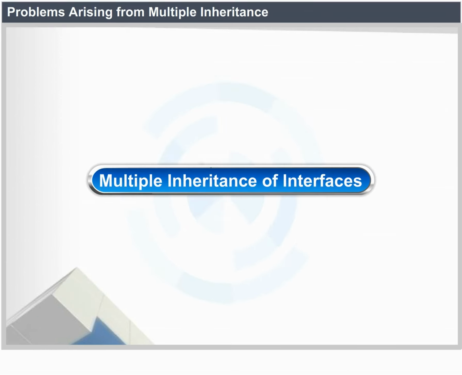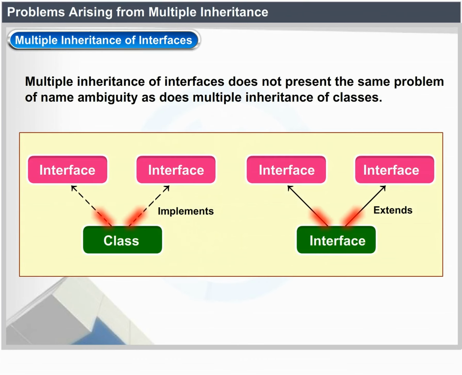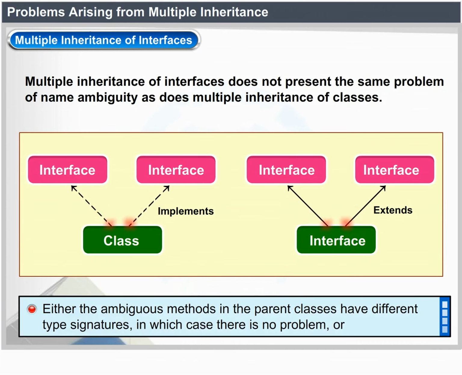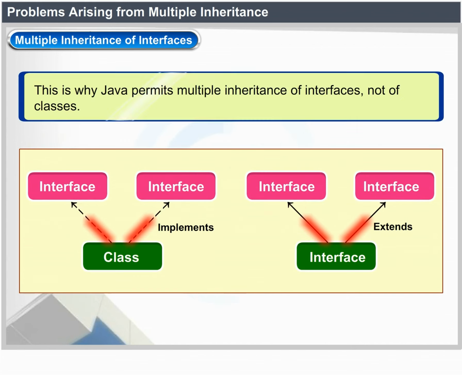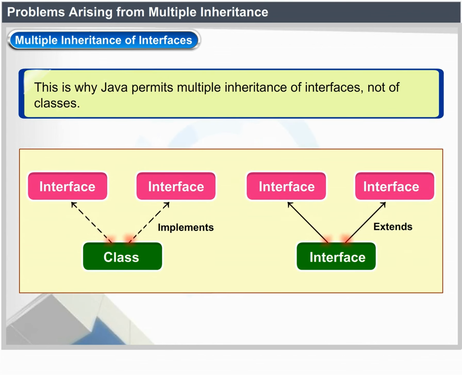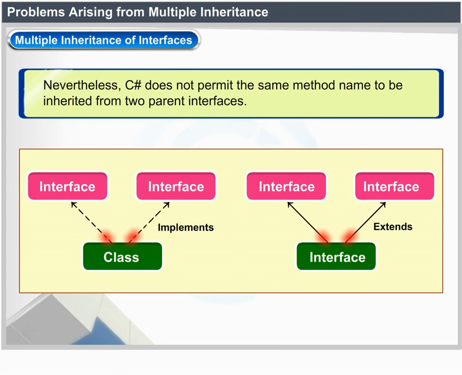Multiple inheritance of interfaces. Multiple inheritance of interfaces does not present the same problem of name ambiguity as multiple inheritance of classes. Either the ambiguous methods in the parent classes have different type signatures, in which case there is no problem, or the ambiguous methods have the same signature. Still there is no problem, since what is inherited is only a specification, not an implementation. This is why Java permits multiple inheritance of interfaces, not of classes. Nevertheless, C# does not permit the same method name to be inherited from two parent interfaces.